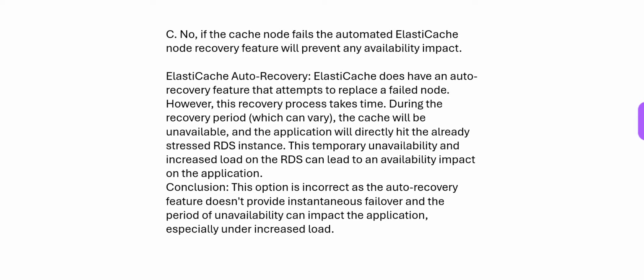C is saying that boss, you already have ElastiCache. It has a feature called the node recovery feature, so it will prevent any availability impact. If a node fails, it will replace the failed node. So this feature, ElastiCache auto recovery. First thing, there is no feature like this. Sorry, not that it does not have it. It does have it, but the problem is that the recovery process takes time.